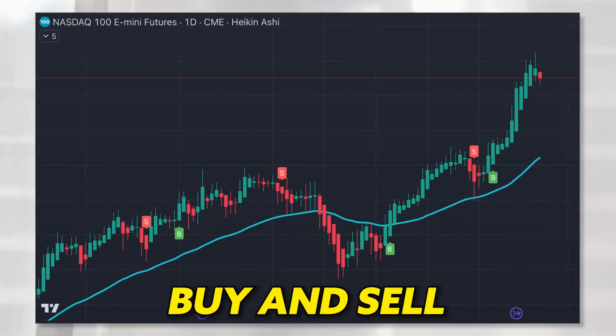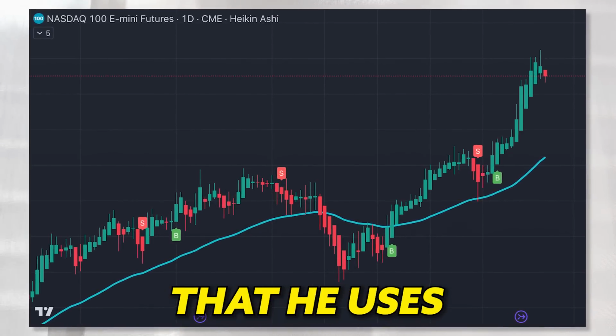All right, so the other day I was chilling in my Discord group and I saw one of my members start talking about a free buy and sell day trading indicator that he uses on TradingView. Now, I'm personally always very skeptical of indicators that tell you exactly where to buy, exactly where to sell, because it just sounds too good to be true, right?